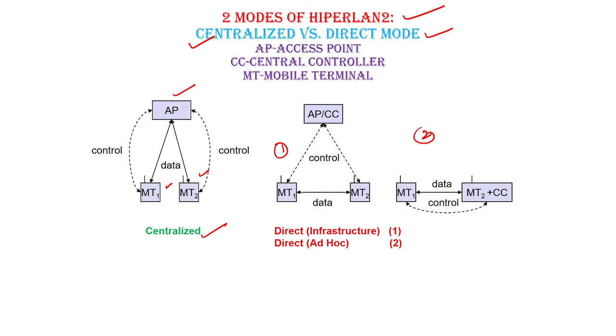So here the access point is with a central controller, coordinating the same as in centralized mode. But here it has a main mobile terminal which is connected to a central controller. The other mobile terminals without an access point are controlled, since it is ad hoc in nature.